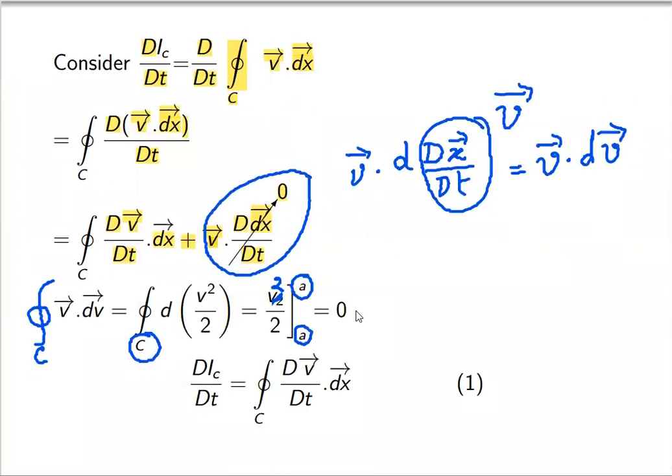Now this part will become equal to 0. Fine. Followed. So what is remaining now? What is our LHS? The LHS is dI_C by dt, equal to only one term on the RHS. So we have the line integral of dv by dt dot dx. Let us call this equation 1. Remember, we have to prove that the circulation remains constant.